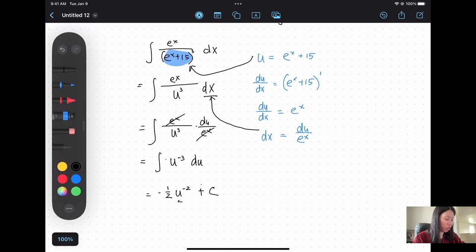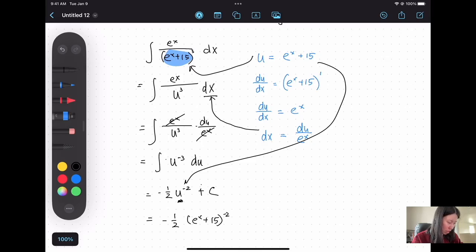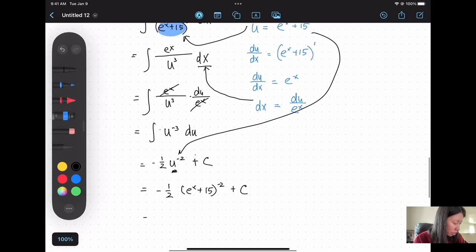Now we need to substitute the u back. u is equal to e to the x plus 15. So now we put this back. I have negative 1/2 (e to the x plus 15) to the negative 2 power plus c. If you want to write it nicely, you can write it as negative 1 over 2 times (e to the x plus 15) to the second power in the denominator, and then add c.